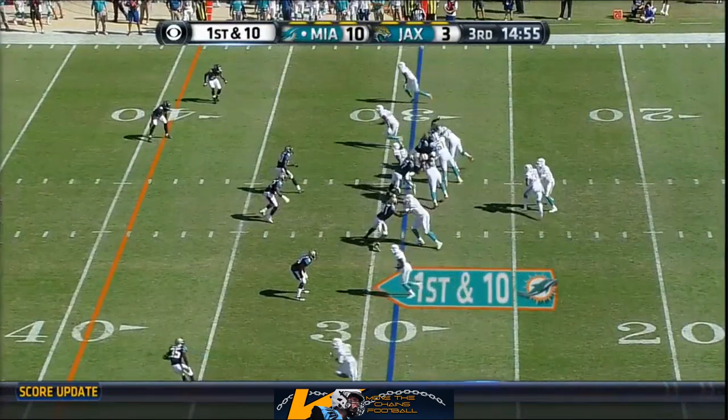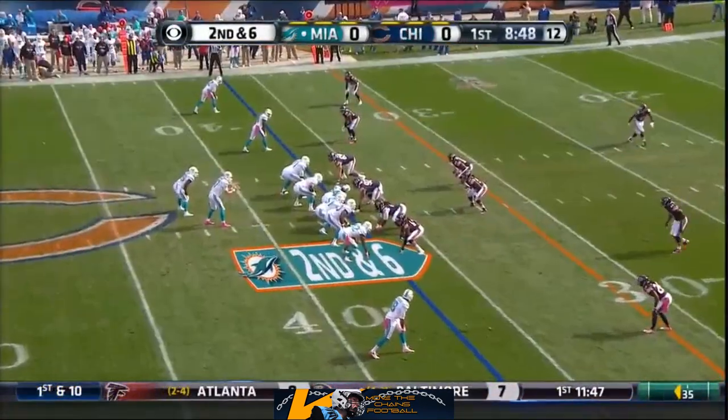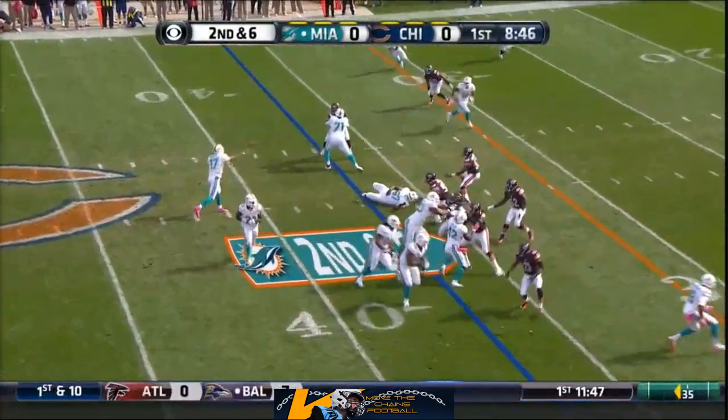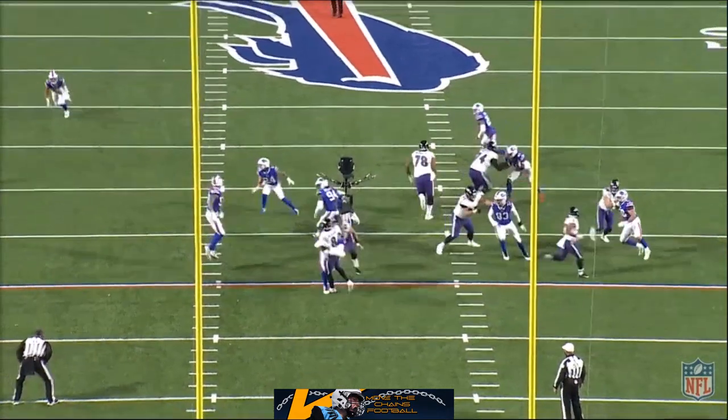So that's all for today's video on first level reads. In the next video in this read option series, we'll be taking a look at second level reads, discussing the rules around how they work, and how to make the right read on a variety of different run-pass option combinations.